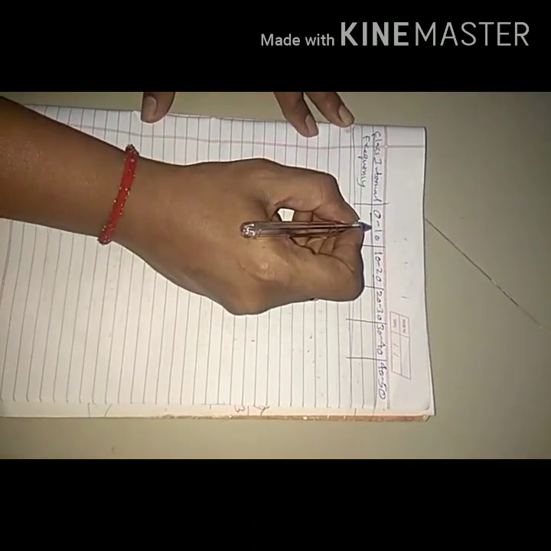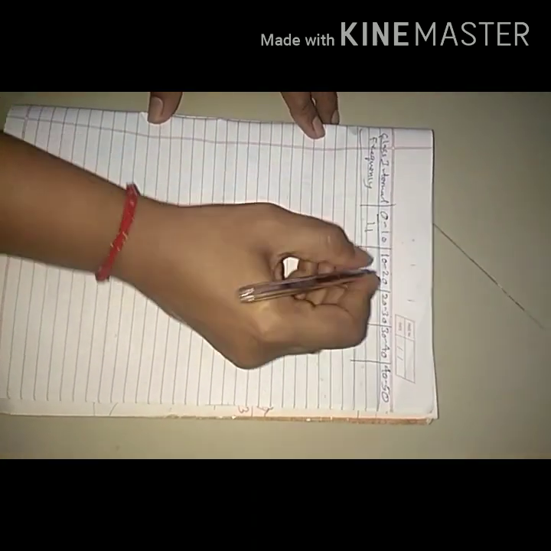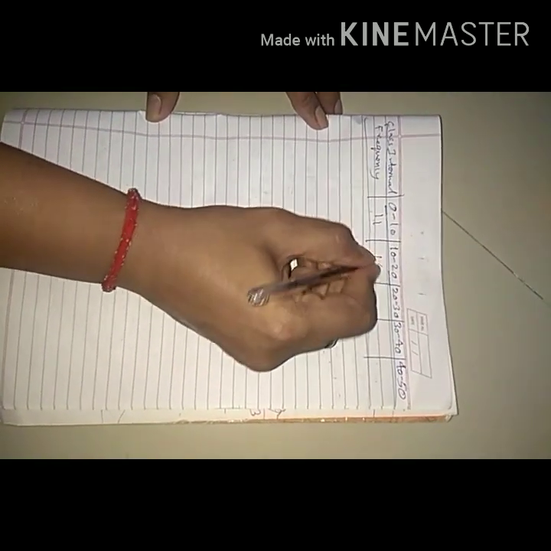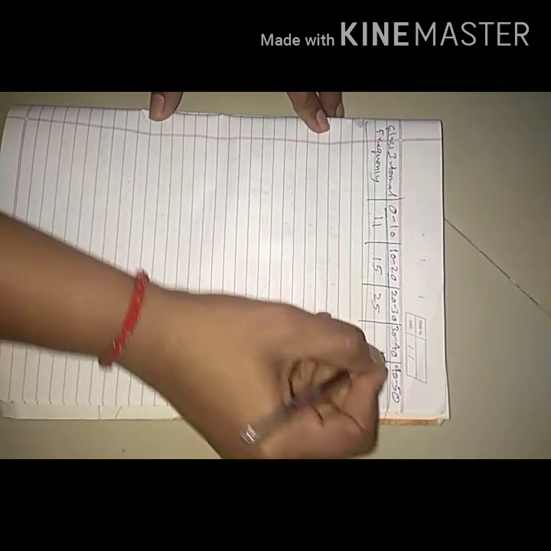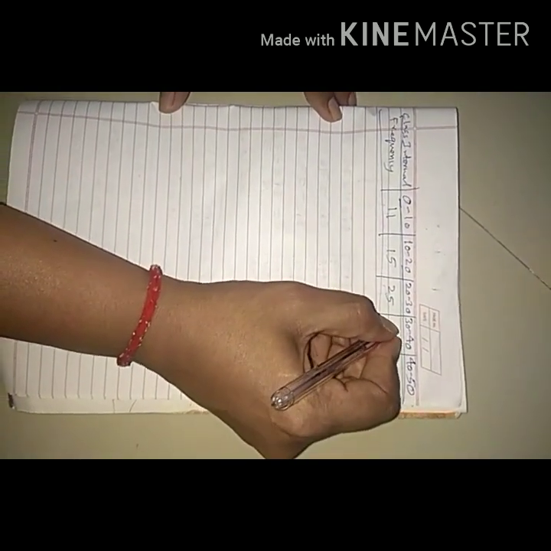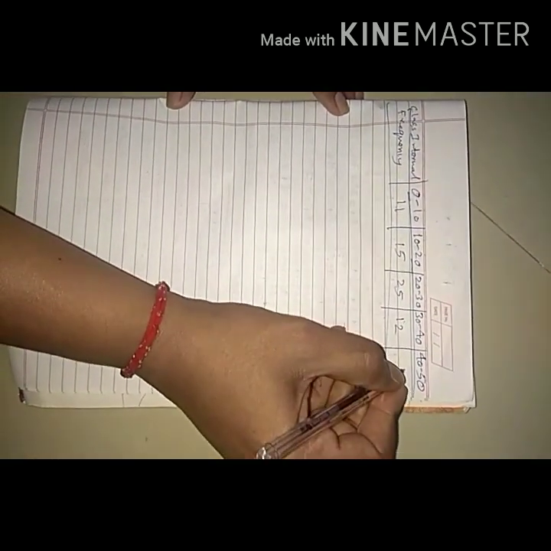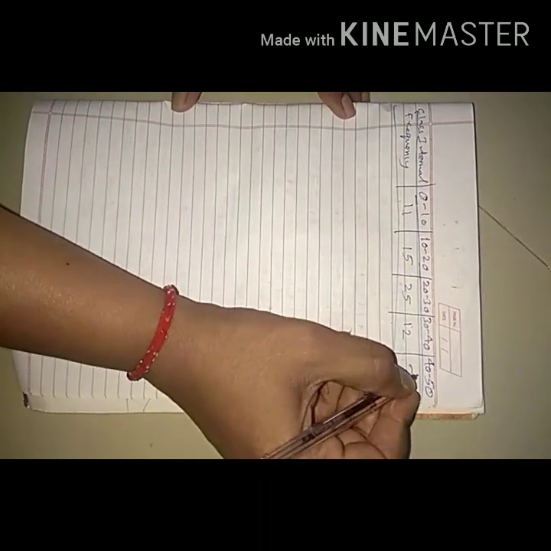So frequency for the first class interval is 11. For 10 to 20 it is 15. For 20 to 30 it is 25. For 30 to 40 it is 12. And 40 to 50 it is 7. So this is the question here.